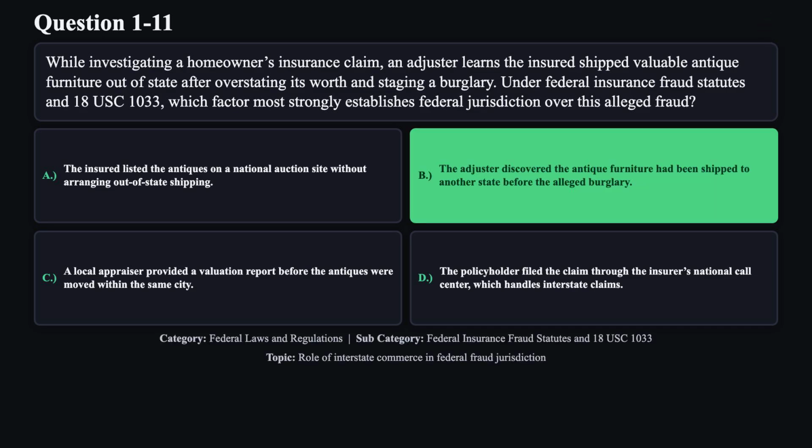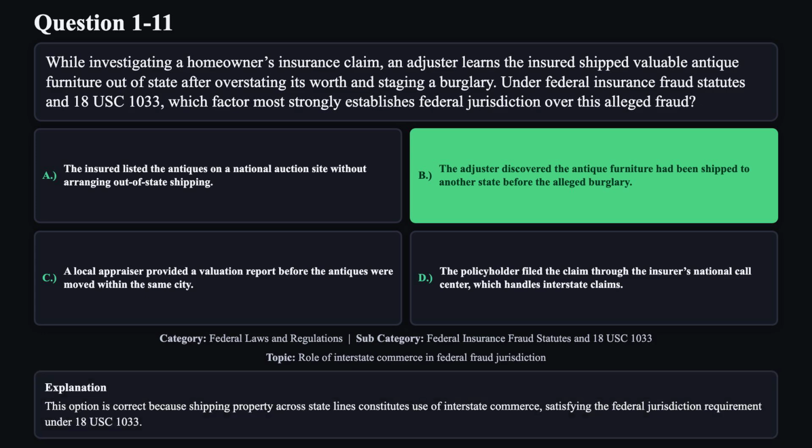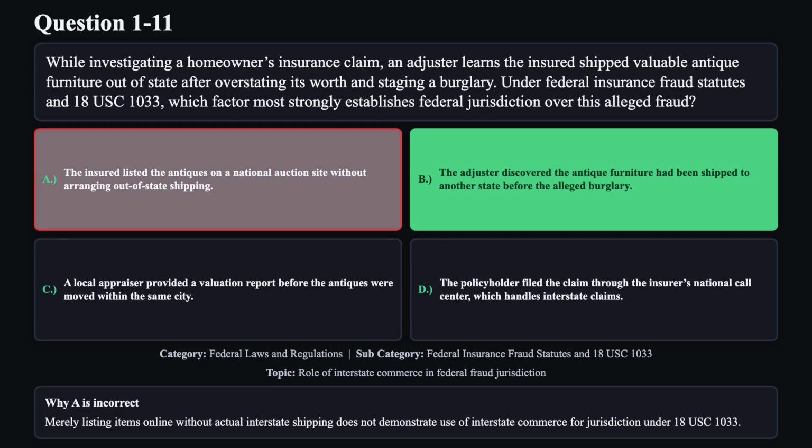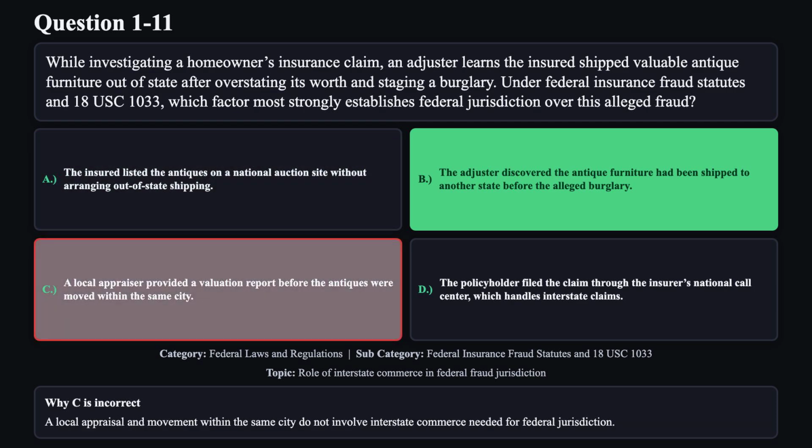The correct answer is B. This option is correct because shipping property across state lines constitutes use of interstate commerce, satisfying the federal jurisdiction requirement under 18 U.S.C. 1033. Reason A is not correct. Merely listing items online without actual interstate shipping does not demonstrate use of interstate commerce for jurisdiction under 18 U.S.C. 1033. Reason C is not correct.